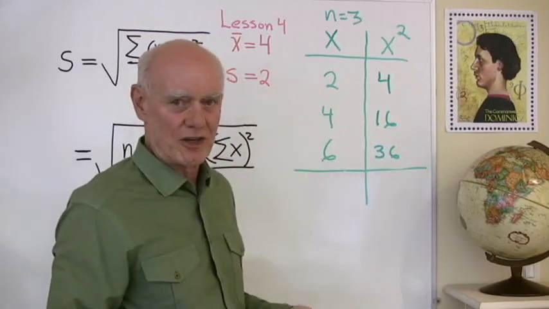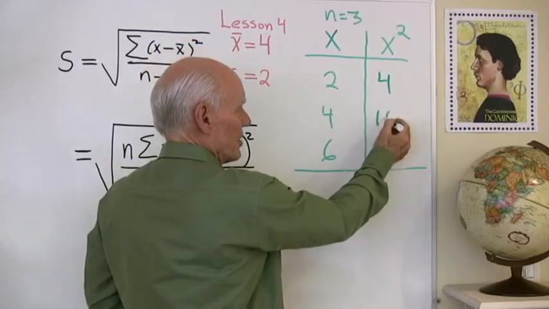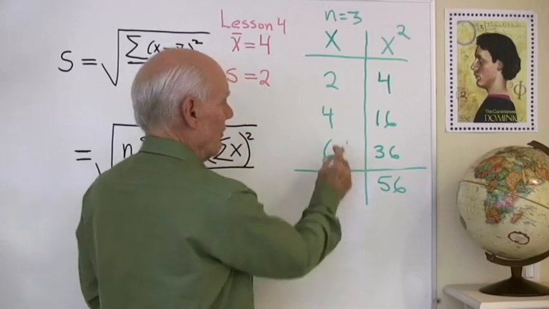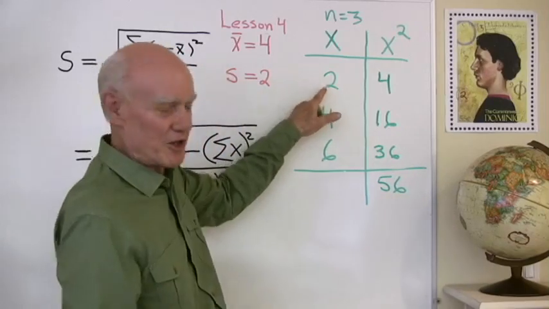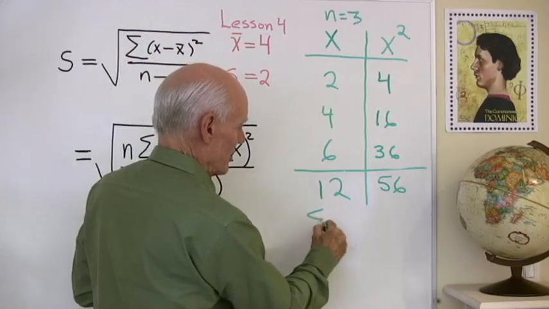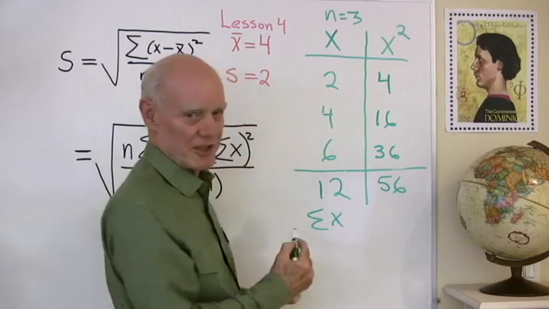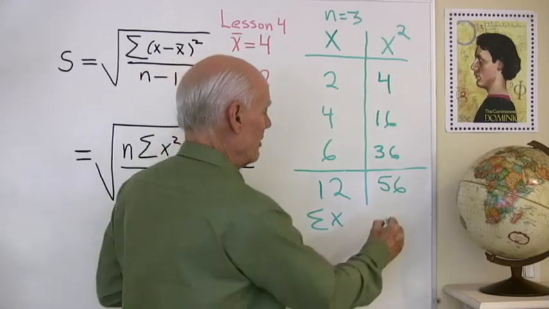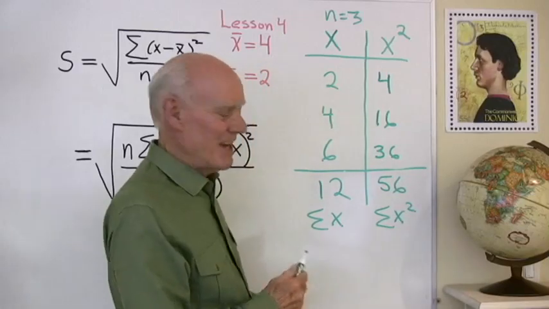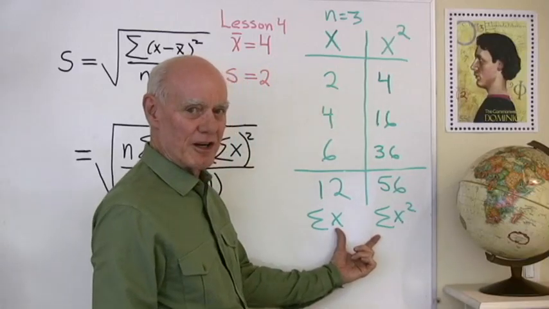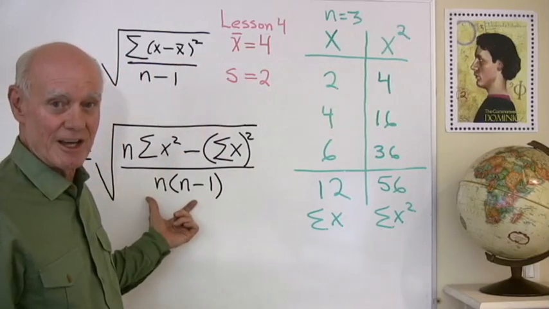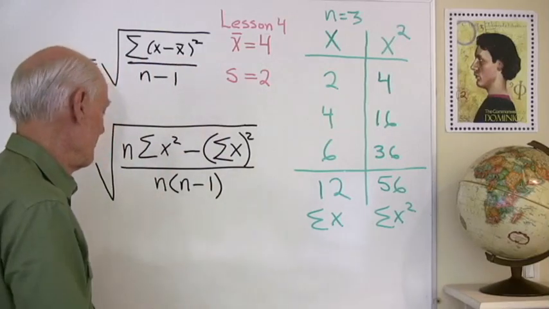Now I'm going to add each of the columns. So here I have 4 plus 16 is 20, plus 36 is 56. Over here I have 6 and 4 is 10, plus 2 is 12. So this sum right here is the sum of just all the x's, whereas this term right here is the sum of all the squares. Okay? So now I'm going to take these numbers right here and use my formula for the mean and then this for the standard deviation and see if I get what I got the last time I did this.